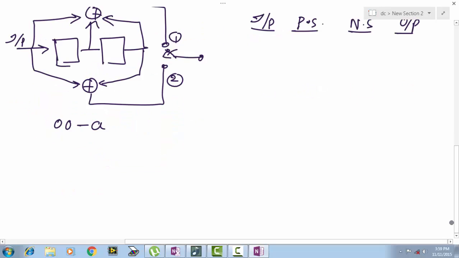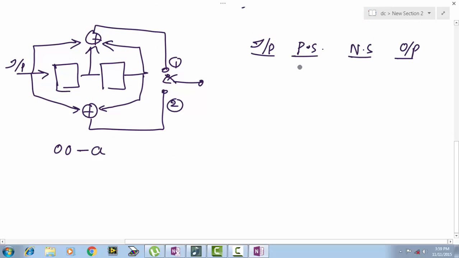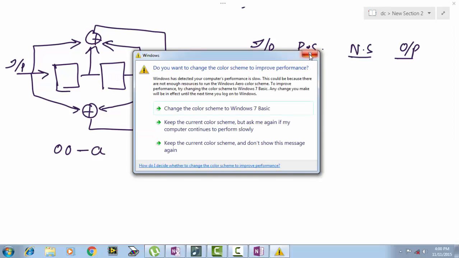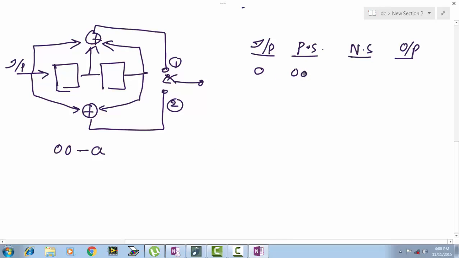Let us start with the initial state 0 0. When the encoder is in state 0 0, that is A, input may be either 0 or 1. Let us just take input as 0. Now how to compute the output? The first output is the modulo 2 addition of the input, the first memory element content, and the second memory element content. So modulo 2 addition of all these 3 bits. Coming to the second output, it is the input bit and the content of the second memory element, that means the first bit, the input bit, and this second bit in the present state, 0 0.